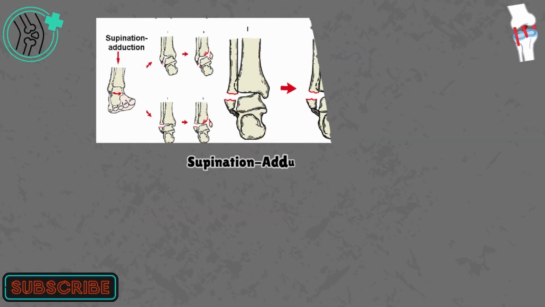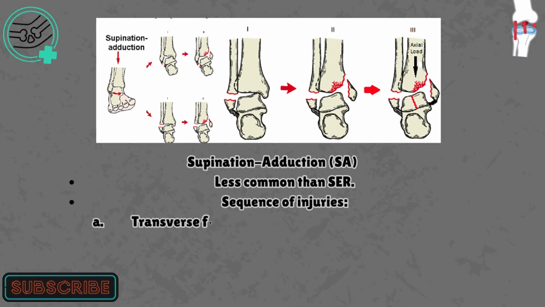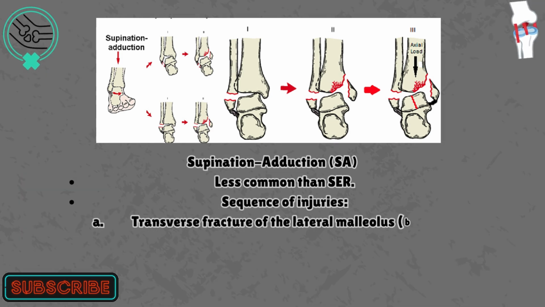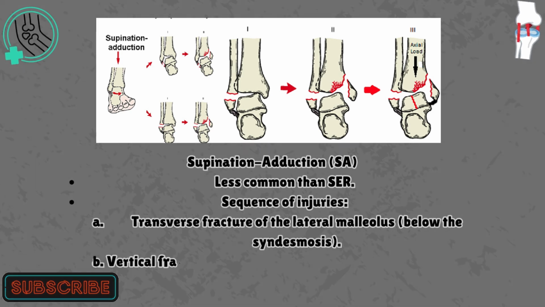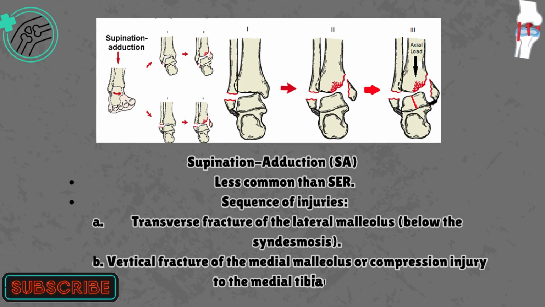2. Supination adduction. Less common than SER. Sequence of injuries: transverse fracture of the lateral malleolus, below the syndesmosis; vertical fracture of the medial malleolus or compression injury to the medial tibial plafond.